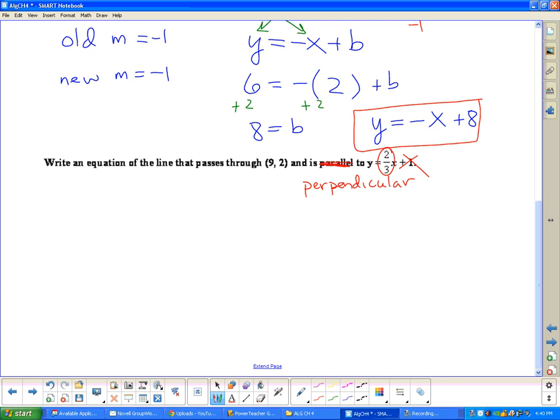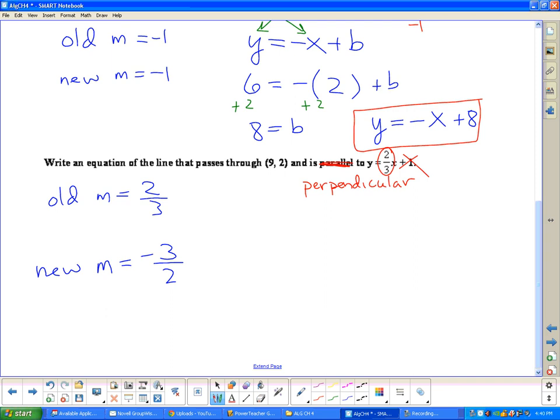But my new slope, because it's going to be perpendicular, then it's going to change. It's going to change to that opposite reciprocal. So it's going to be negative now, and the 3 is going to be on the top, and the 2 is going to be on the bottom. From here on out, it's just like the last one. I'm going to start off the same way, y equals, but I'm going to put my new slope in there, and that's going to be a negative 3 over 2x.